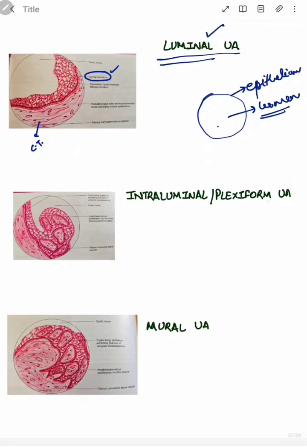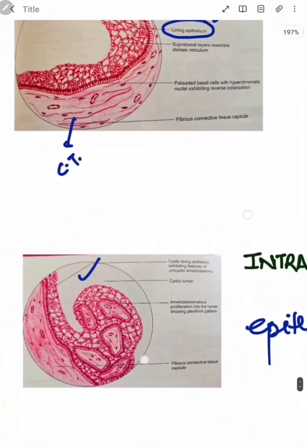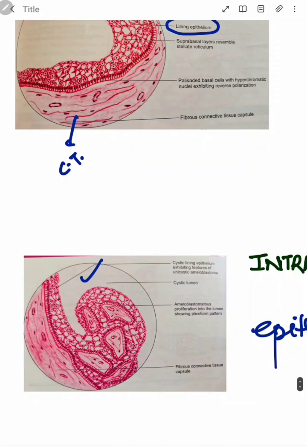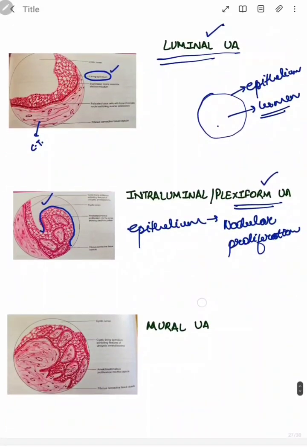Now the next form is intraluminal or plexiform unicystic ameloblastoma. In this, the lining epithelium shows nodular proliferation inside the cystic lumen. So here in this picture you can see a cystic lumen. A cavity is present in which the lining epithelium will show some proliferation. This proliferation resembles the plexiform pattern. That's why the name plexiform unicystic ameloblastoma.